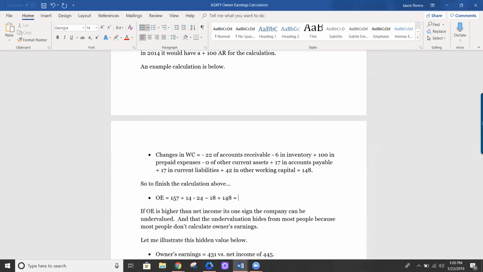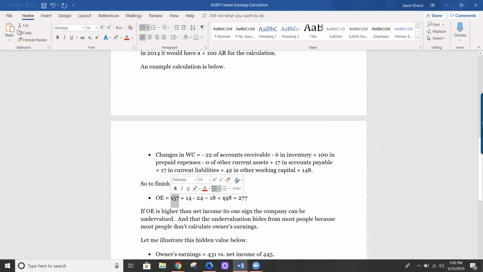So I get positive 277. So what does this number being larger than this number mean? Oh, it says that if owner's earnings are higher than net income, it's just one sign that the company can be undervalued. Yes, and this is almost double this number.